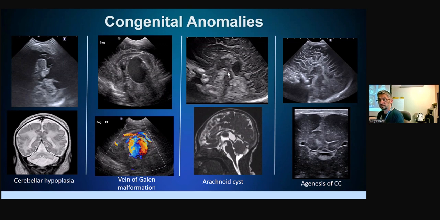You can see arachnoid cysts on the ultrasound and on the MRI, and also agenesis of the corpus callosum on the sagittal. There is no corpus callosum. There is radiation of the cingulate gyrus, and there is no corpus callosum. This is the cingulate gyrus embracing the ventricles.